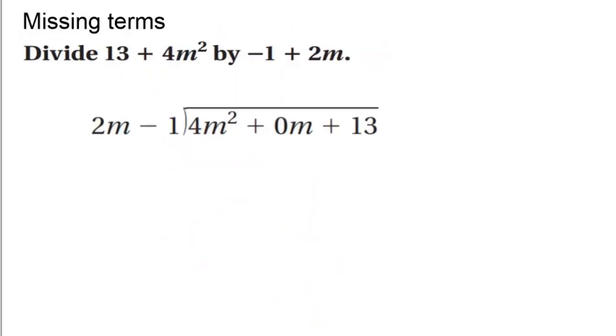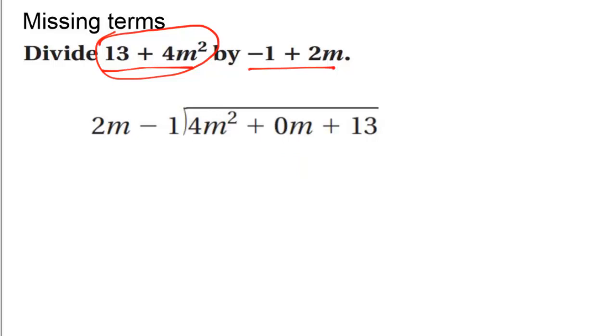For our last example, you'll see there's a couple of things that are wrong. First of all, neither of these problems is written in standard form, so we're going to rewrite the highest degree first and lowest degree second. But also this first one here, you'll notice it doesn't have an m to the first power. So what we have to do is put a placeholder 0m to the first when we go to do this problem. If we don't do that, our signs won't come out correctly and our like terms won't match up. Once we have everything filled out correctly, we can start to divide.